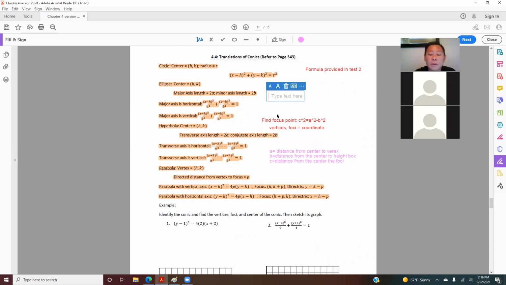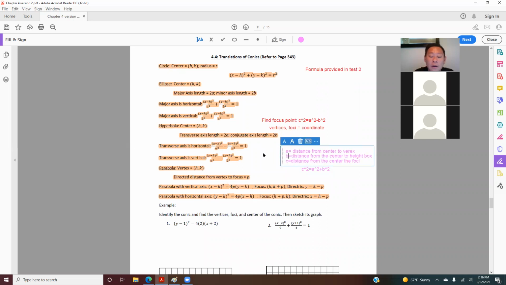And to find the focus point, as you see over here, you use c squared equals a squared plus b squared. So this is the formula to find your focus point here. Instead of minus, this is a plus.